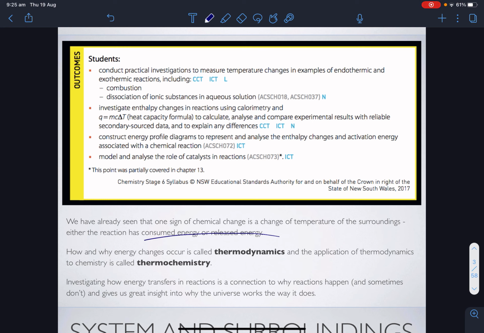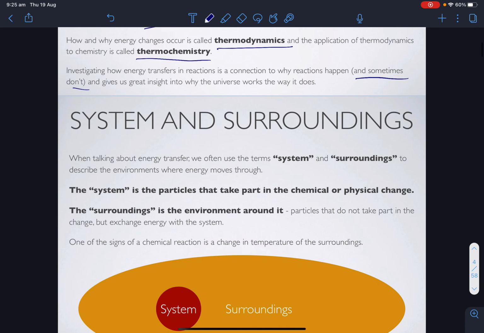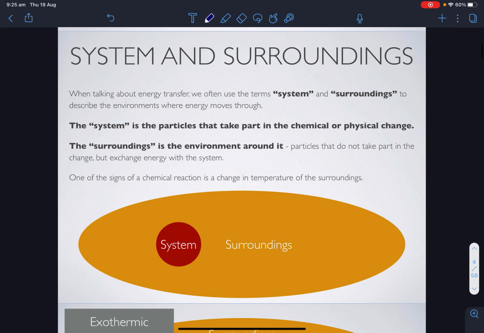So how and why these changes occur is called thermodynamics, or when we apply it to chemistry, we call it thermochemistry. So investigating how energy transfers in reactions is a connection to why reactions happen. Okay, it's leading us to the end of this module, why chemical reactions happen. And sometimes don't. I like that too. And it gives us a great insight to how the universe works as well. Okay, so first up, some new words, system and surroundings.